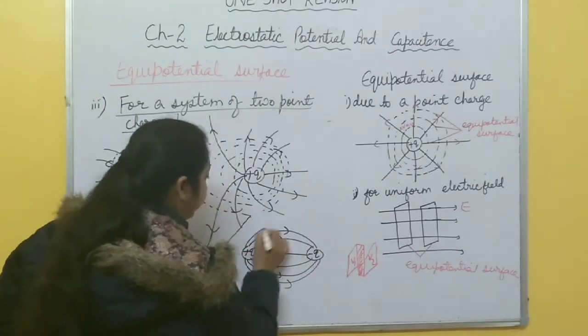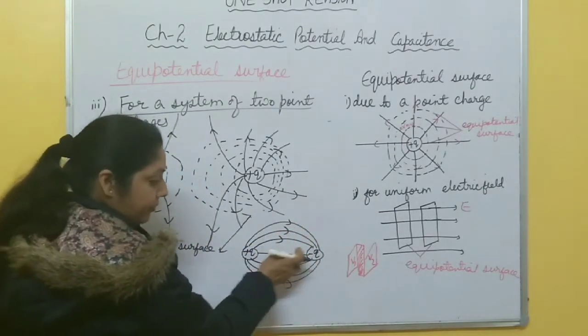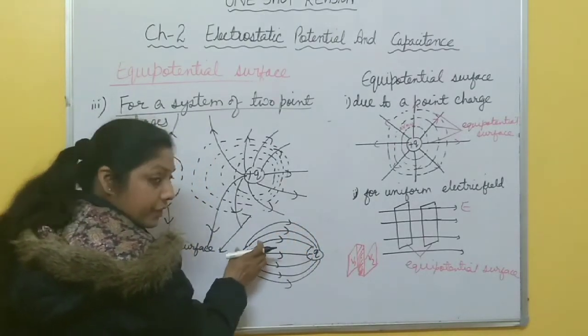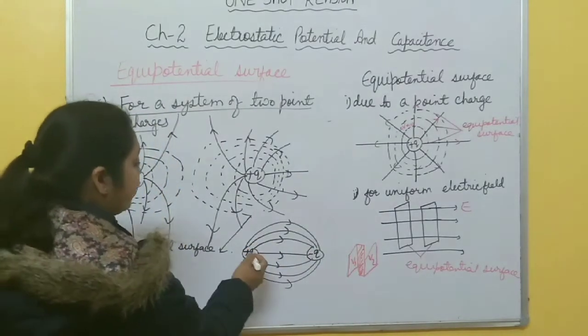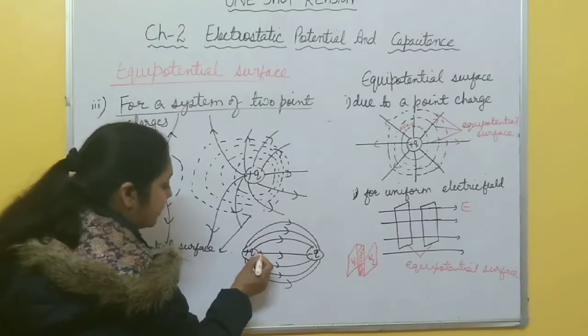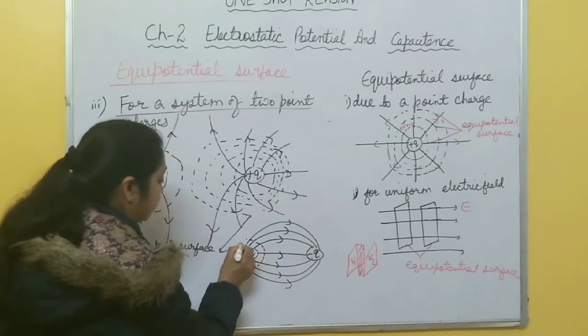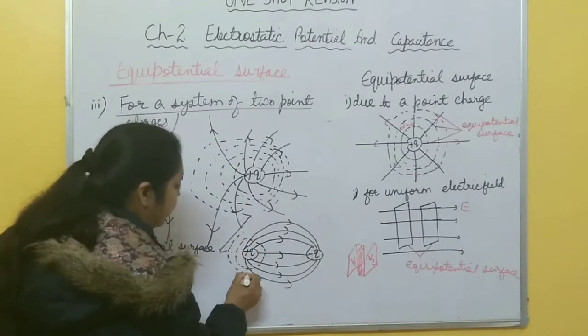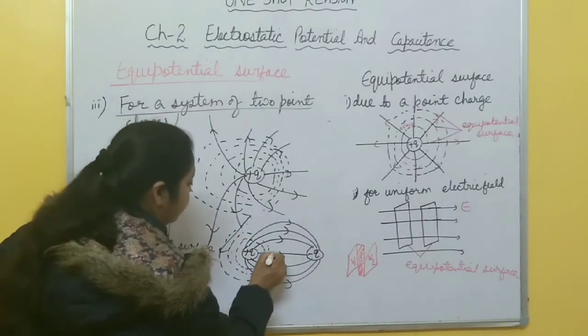Now, here you find that field lines are closer on this side, so a stronger field is at this place and a weaker field is on this side. So here equipotential surfaces are closer to each other on this side, right? Like this one. Here farther apart, here closer to each other, okay? Here farther apart, here closer to each other.